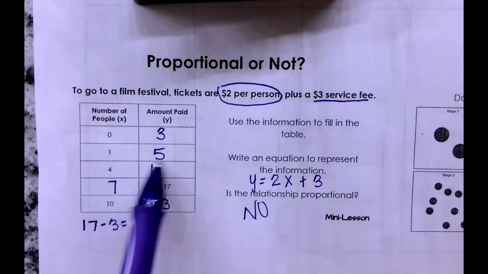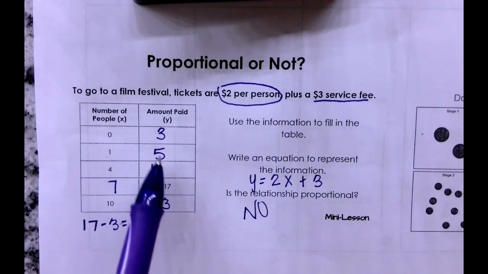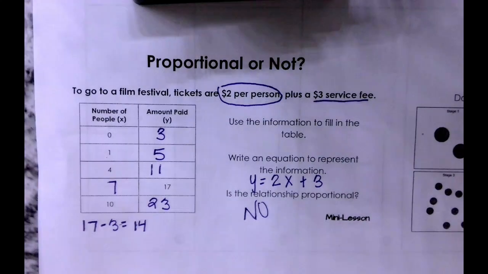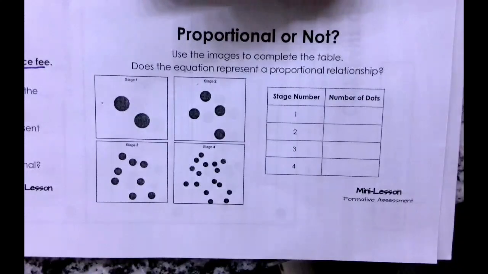You can see 1 times 5 is 5, but 4 times 5 is not 11. Or if you do all of your y over x's, you're not going to get the same constant each time. Alright, last one, proportional or not. Use the images to complete the table. Does the equation represent a proportional relationship?